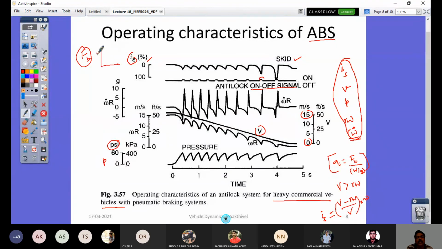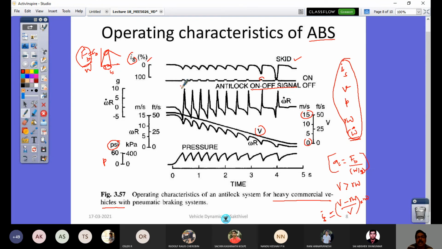To define that, we define a coefficient called CB, where CB is FB by normal W. So the CB value is going to vary something like this, right? That's what we have seen. This is the operating range, and this is the corresponding skid value range. It has to be in this range, and that's what you can see here.